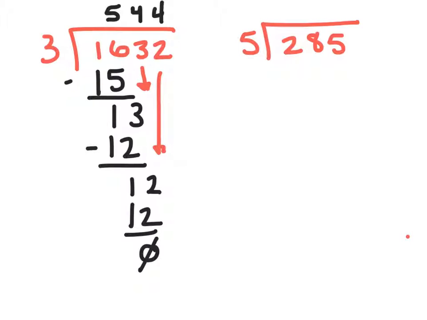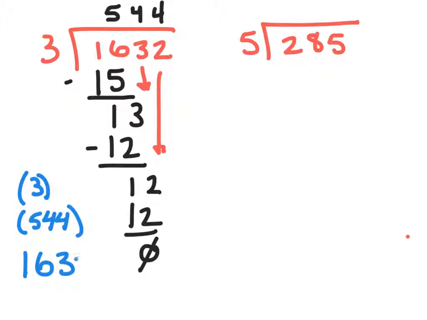Now what I want to really emphasize to you is that 3 and 544 are factors of 1632. Do you understand what I'm saying to you there? By dividing, what we got were factors. So again, factoring and factors is a very important thing, and by using this division technique, you can find factors. So let's try this next one.